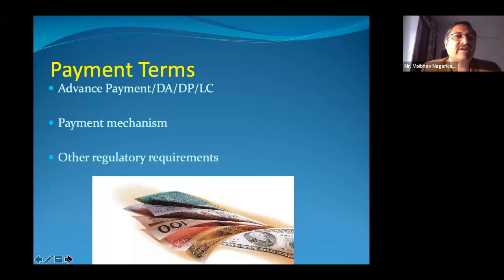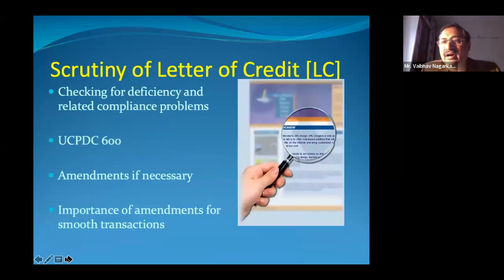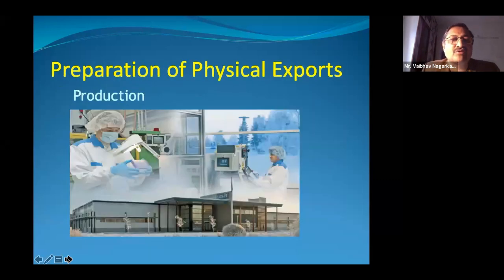2021, the 2021 11 terms, we'll spend time on that, where how cost and risk are associated with these terms of delivery in view of the regulatory requirements. LC we have already talked about.